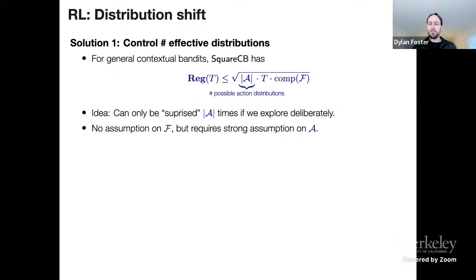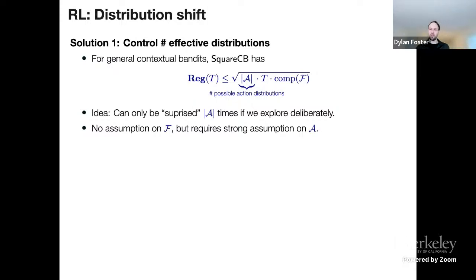For example, think back to the SquareCB method we saw for contextual bandits in the first part of the tutorial. Here we were able to get a regret bound that scaled with the number of actions times the supervised learning complexity for the function class we considered. What was going on was that the number of possible actions in this setting, which you can think of as controlling the number of effective distributions, was small. So as long as I explore enough, the number of times my algorithm gets surprised is just going to be proportional to the number of actions.